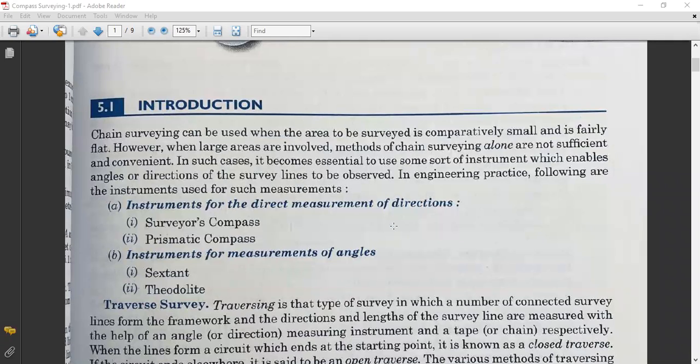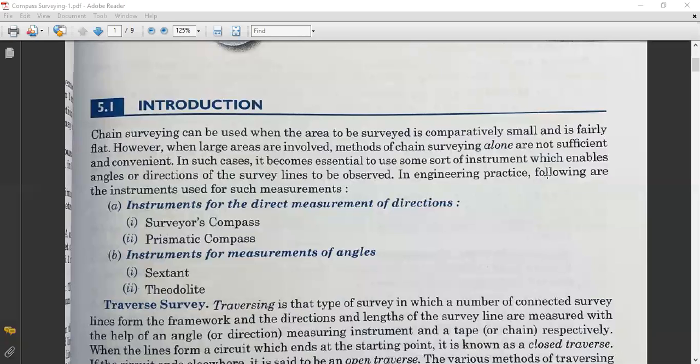As I have explained to you, all kinds of surveys cannot be performed using tape and chain. Whenever we go for larger area surveys, we require high accuracy instruments like angle measuring instrument or level measuring instrument. For the measurement of angles or directions of the survey lines, we will be using a compass. You can see on your screen the instruments for the direct measurement of the directions. Here they are calling it measurement of directions instead of measurement of angles.